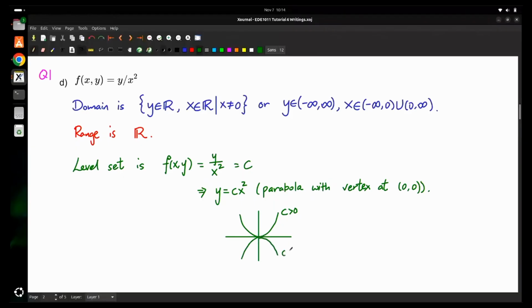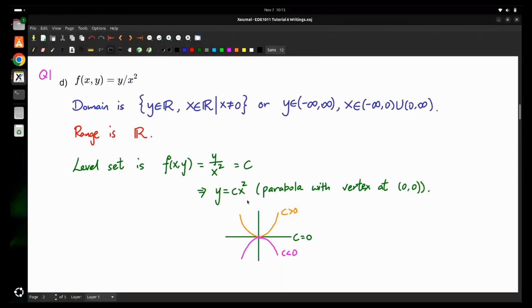For C less than 0. But if C equals 0, then you'll get the x-axis. So now I use different colors. Okay, so if C equals 0, then really you get y equals 0, right? So you therefore get the x-axis.